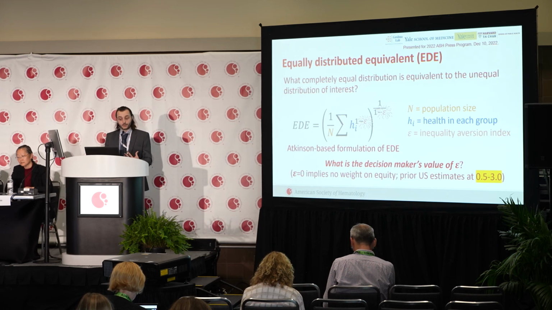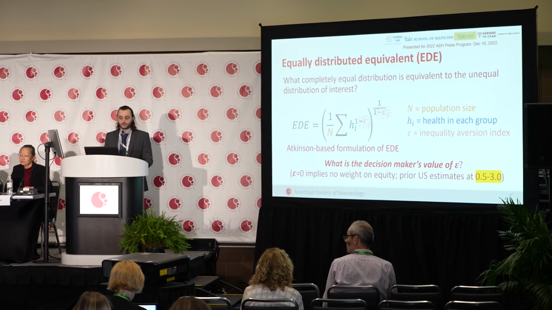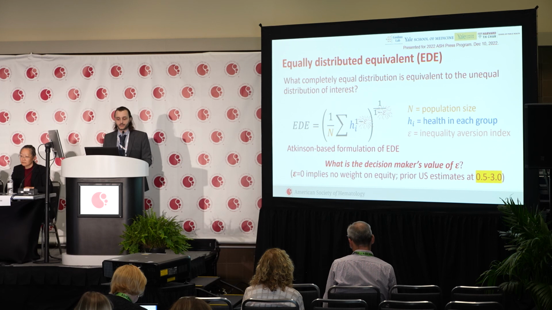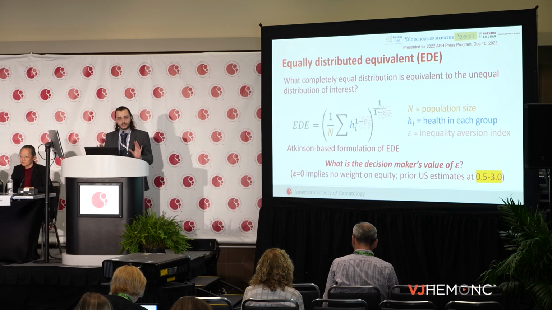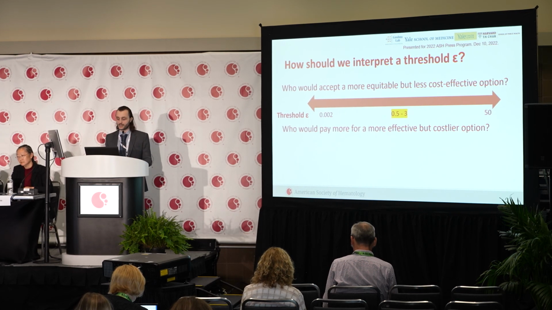So the question is, what is the decision maker's value of this value? Epsilon. And in brackets at the bottom here, I put for you epsilon of 0 implies no weight on equity, meaning that we really don't care about equity considerations. We know from income studies in the 1970s and 1980s that the prior US estimates put this value roughly at 0.5 to 3.0. So knowing this, we can actually proceed to back calculate what a fair price would be for any given therapeutic in any given space for any health inequity that we care about.